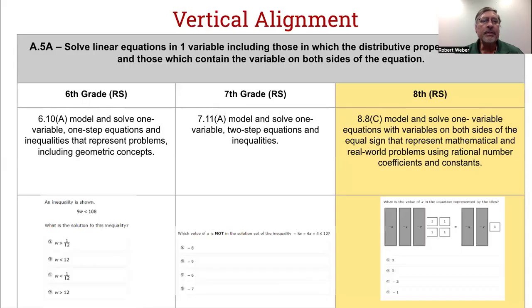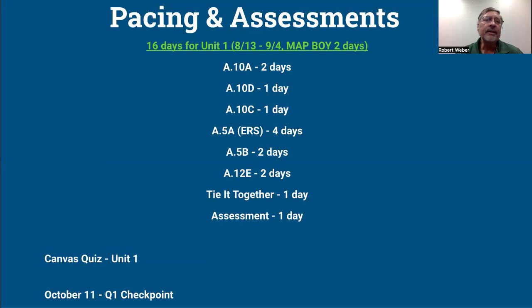Vertical alignment, you can see that this is closely aligned. A5A, solving linear equations, with 8.8C from the 8th grade, model and solve one variable equations. 7.11A from the 7th grade, model and solve one variable two-step equations. And 6.10A, model and solve one variable one-step equations. So there is a vertical alignment and articulation going up from 6th, 7th, 8th into Algebra 1, particularly for this readiness standard. We're spending 16 days on this.